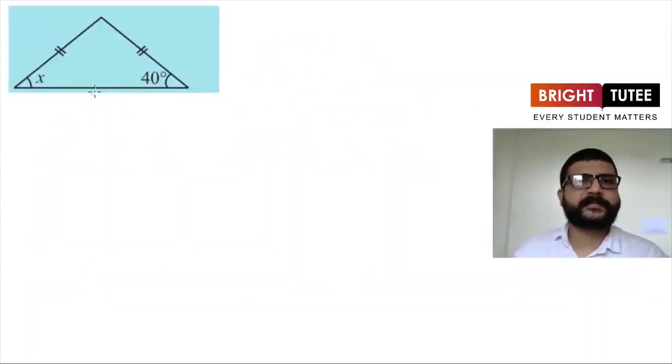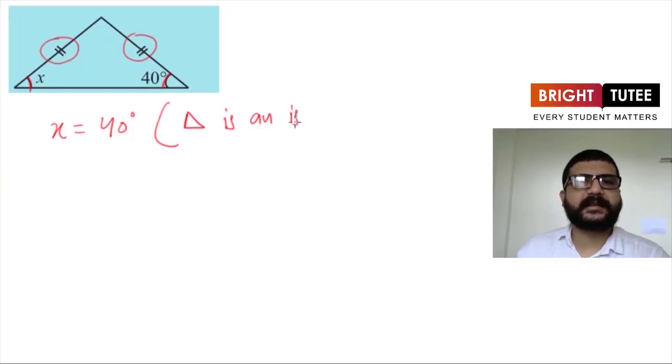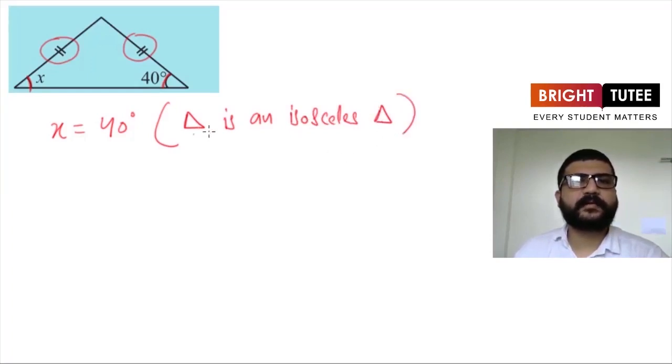Now here is the first question. In this we have to find the value of x. As we can see in this triangle, two sides are equal. These markers are showing that these two sides are equal. Now what can we say about these two angles, these base angles? As we have seen, in an isosceles triangle, and this is an isosceles triangle because two sides are equal, we can use the property that base angles opposite to equal sides are also equal. So directly we can write x is equal to 40 degrees, and in the reason we can write the triangle is an isosceles triangle. This symbol is for triangle.